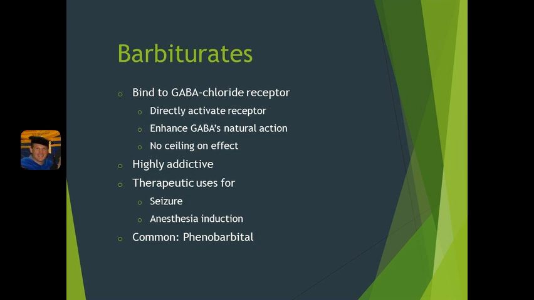The most common agent on the market nowadays is phenobarbital, and it's usually going to be used more for its seizure activity than it will be for anything else.